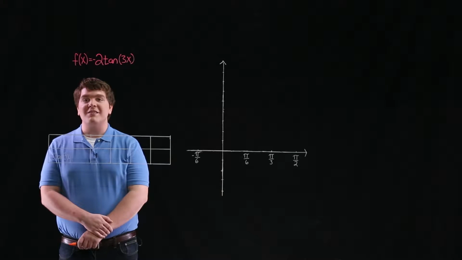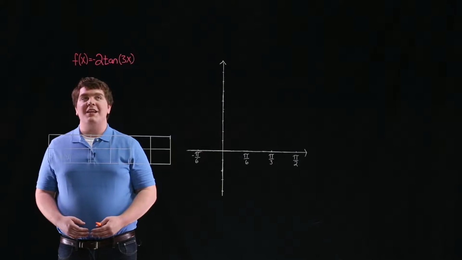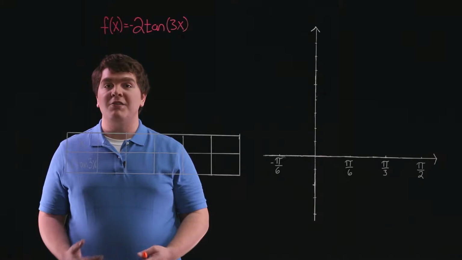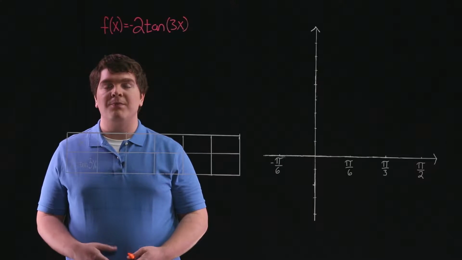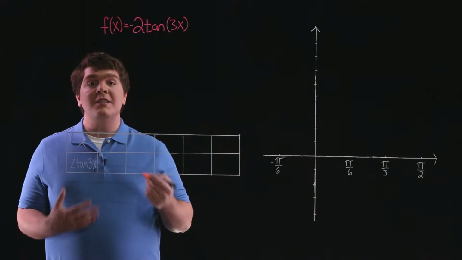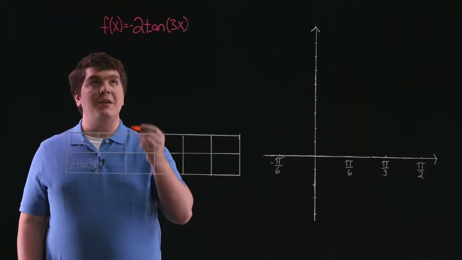For this problem, we're asked to sketch the graph of f of x equals -2 tangent of 3x. Let's begin by first finding two consecutive vertical asymptotes. In order to find two consecutive vertical asymptotes, since we're working with tangent, we have to solve the two equations.